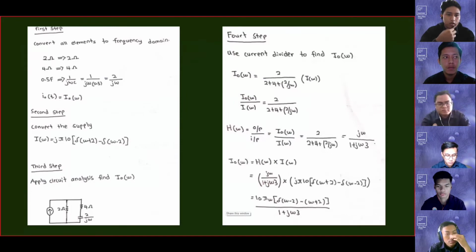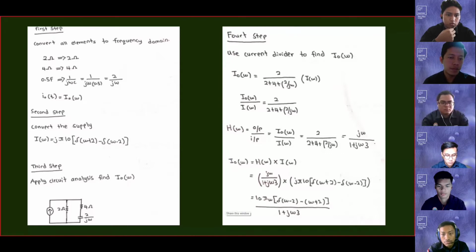For the first step, we need to convert all elements to the frequency domain. The 2 ohm and 4 ohm resistors stay as 2 ohm and 4 ohm. For the capacitor of 0.5, we convert to the frequency domain and we get 2 over j omega. After that, we convert i naught to I naught omega.